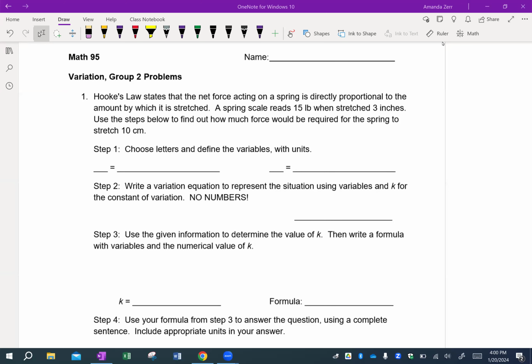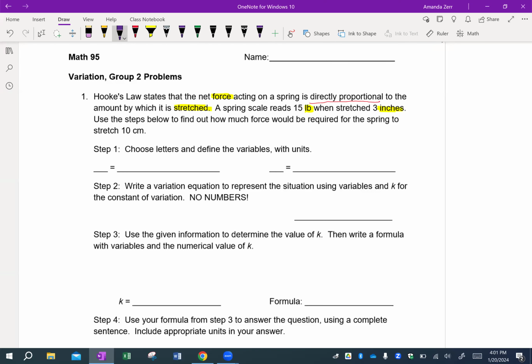All right, let's work on variations, group 2. So on this one, we have Hooke's law states that the net force acting on a spring, so the story is about force, and that's directly proportional to the amount by which it's stretched. Okay, and we've got pounds for force and inches for the length of the stretch.